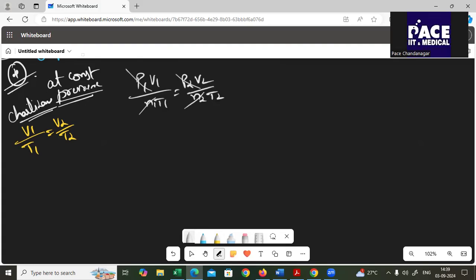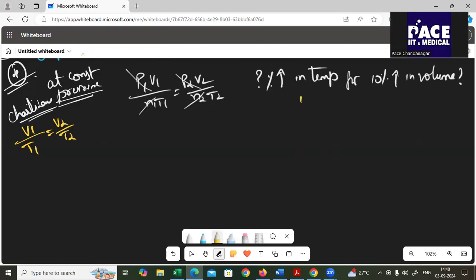Now, my question is, at a constant pressure, what should be the percentage increase in temperature in Kelvin for a 10% increase in volume? That is what is being asked. So two cases, first case and second case as usual. Constant pressure, P is the same here, and temperature, I don't know that. So T1, T here and T dash here. Okay, here the temperature is T, there the temperature is T dash.